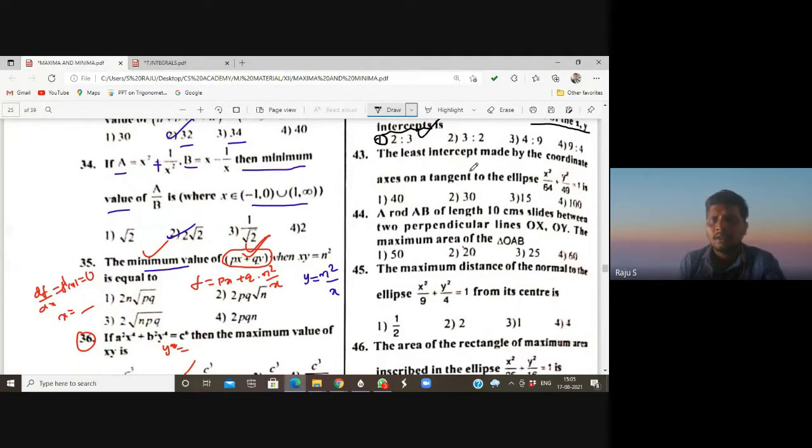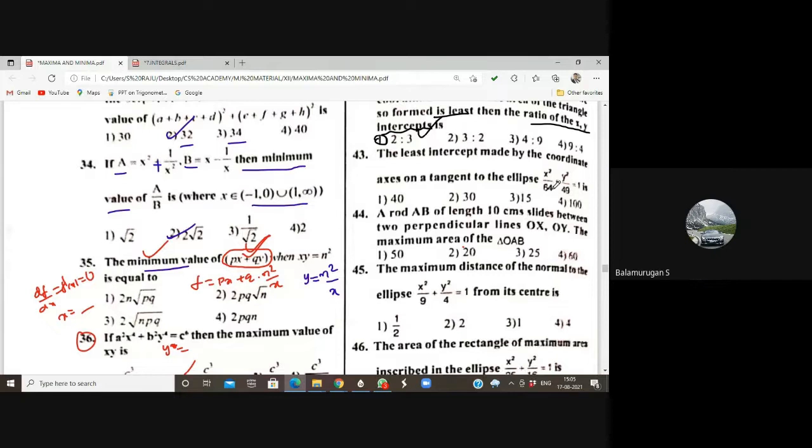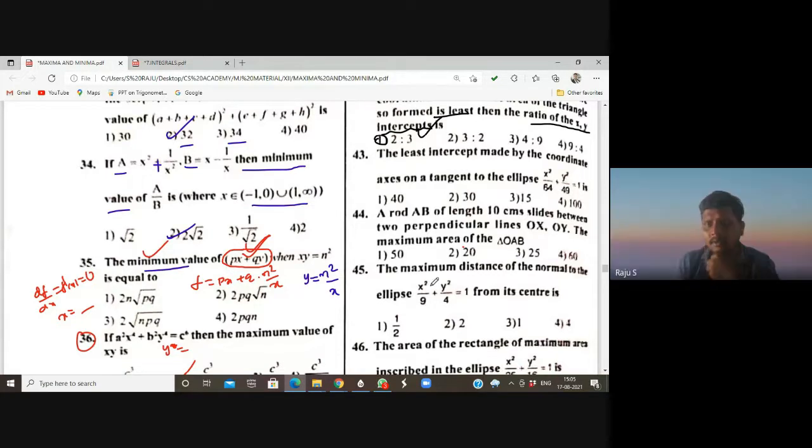The least intercept made by the coordinate axis. Okay, students. So A value is 8. A value is 8, sorry. That one I'm thinking, 8, 7, 15. 15, right. A value is 4.